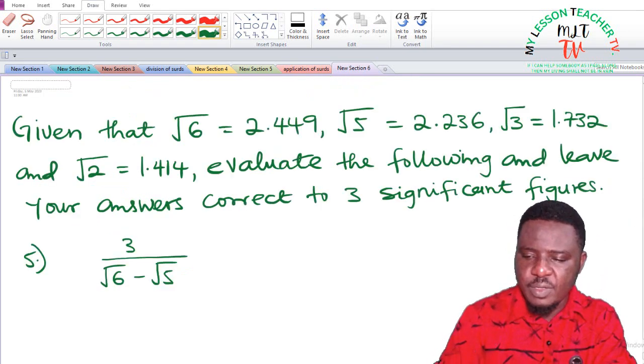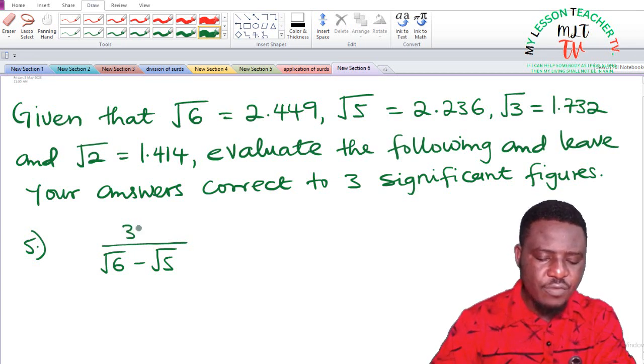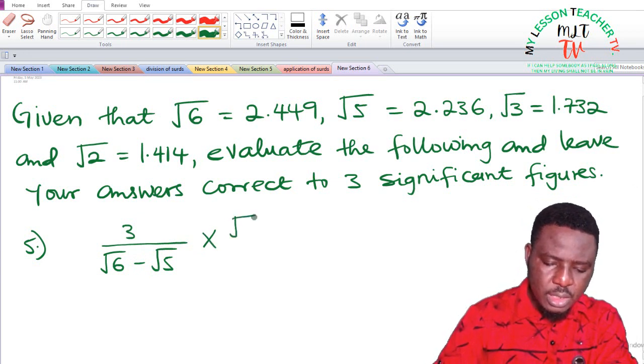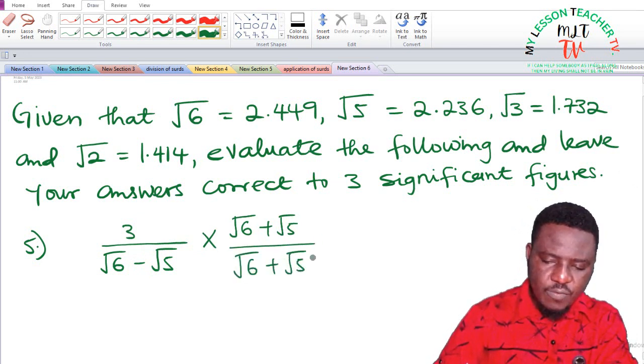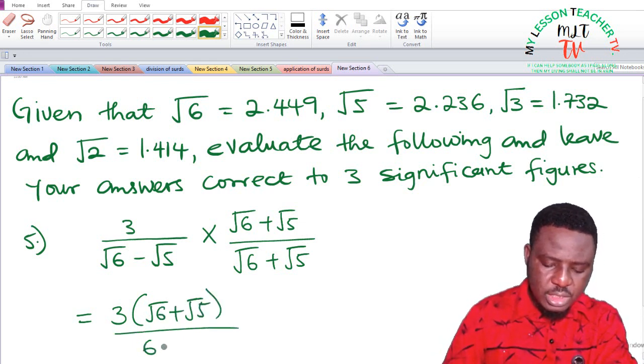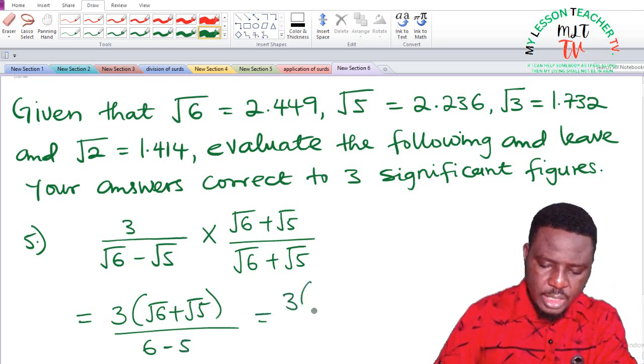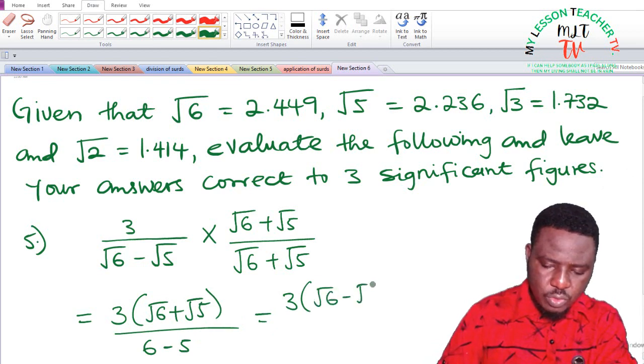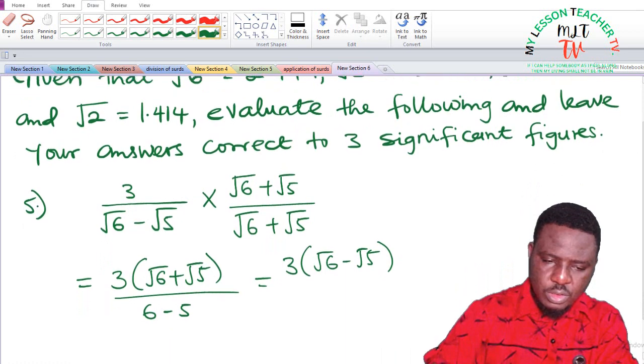Question 5. We have 3 divided by root 6 minus root 5. We rationalize times root 6 plus root 5 divided by root 6 plus root 5. And when you simplify, this gives you 3 into root 6 plus root 5 divided by 6 minus 5. This is equal to 3 into root 6 minus root 5. We then substitute the values.